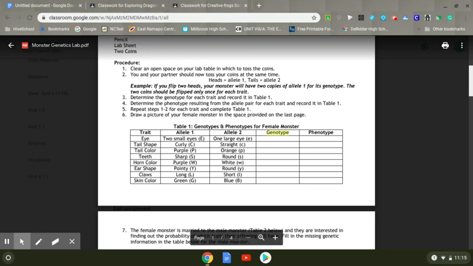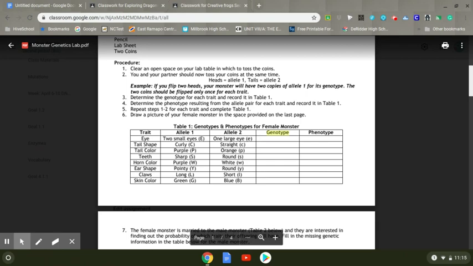Sorry. So if you have a big E, you've got 2 small eyes. If you have a little e, you have 1 large eye. If you have big C, you have curly tail shape. If you have little c, you have straight. And if you have big C, little c, you have curly.